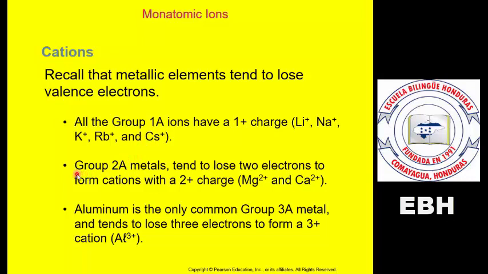Group 2A metals tend to lose 2 electrons to form cations with a 2 positive charge. You have some examples, magnesium and calcium. Over there you have the charge of 2. Another example of cations: aluminum is the only common Group 3A metal and tends to lose 3 electrons to form a 3 positive cation. In parentheses you have the symbol and the charge of aluminum.